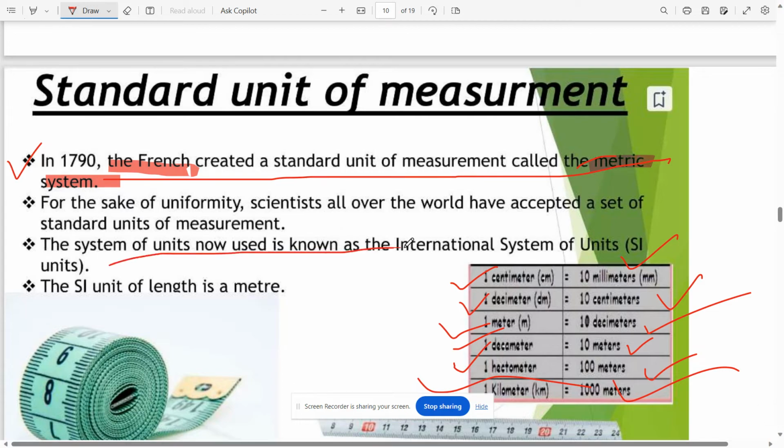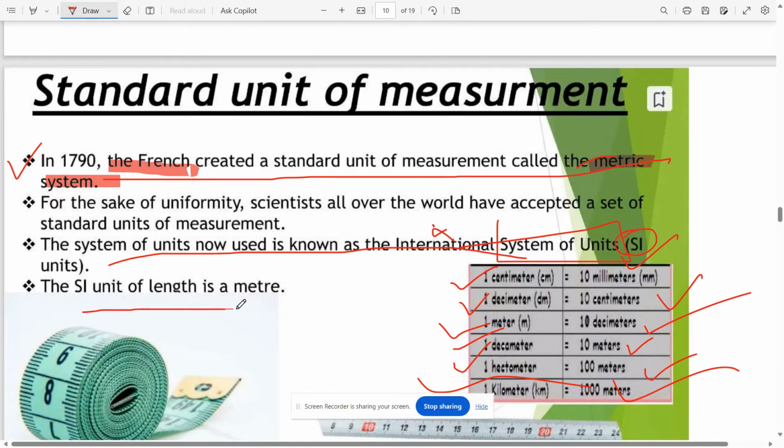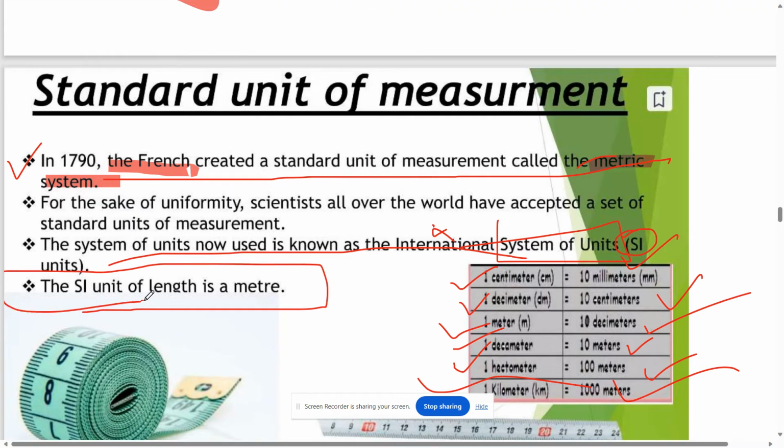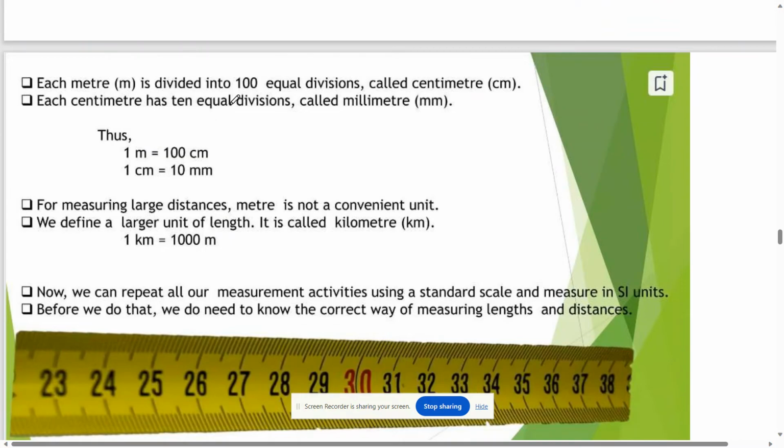The system of units came to be known as the International System of Units. In short, it is SI units. The SI unit of length is the meter. Like for quantity in liquid, it will be liters. Each meter is divided into 100 equal divisions, centimeters.